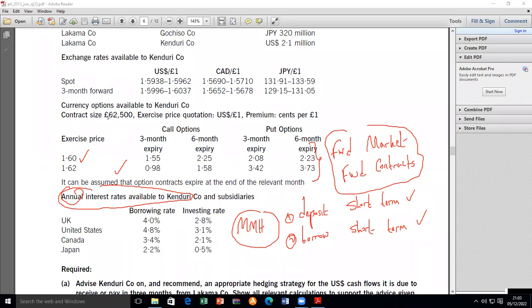Equally, there's a mention of currency options available. Now, currency option is not a story for today. It's a story for another day. So the story for today, based on what we have covered, is to see how we can use the forward markets or forward contracts and also the money market hedge to hedge the exposure that we have identified.